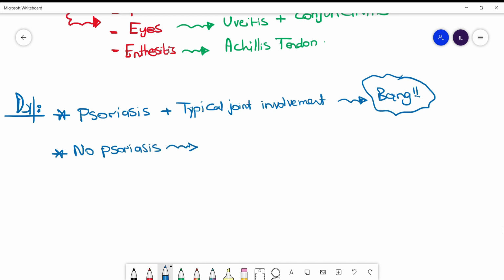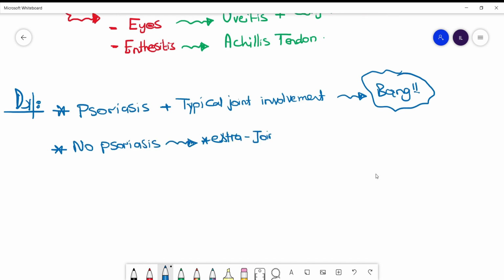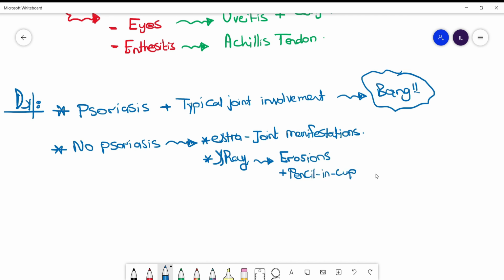Now, if the patient does not have any psoriasis, then you need to look for other manifestations. We talked about the extra-articular manifestations like the enthesitis and uveitis, and you need to do an X-ray to look for the typical features of psoriatic arthritis, which include erosions as well as the pencil and cup deformity, which we see in the interphalangeal joints, basically. You need to test for HLA-B27, and as well you need to rule out other diseases that can look like psoriatic arthritis with rheumatoid factor, CCP, and ANA.